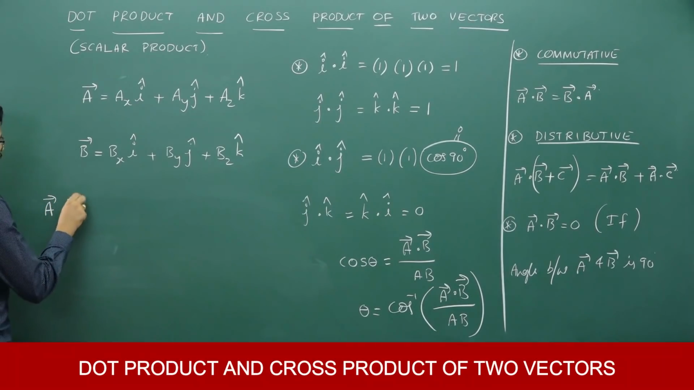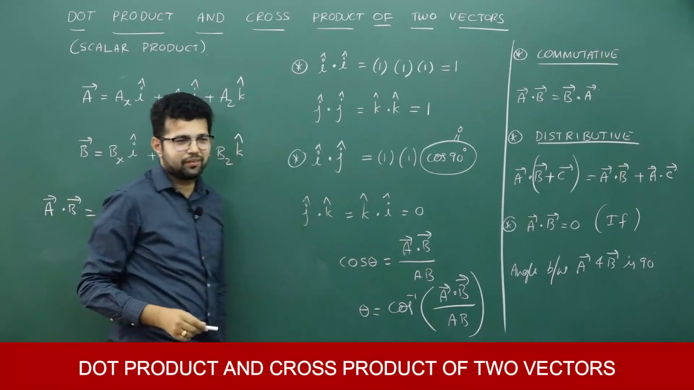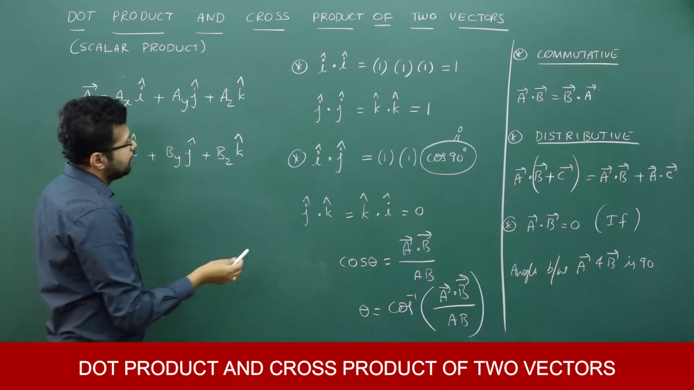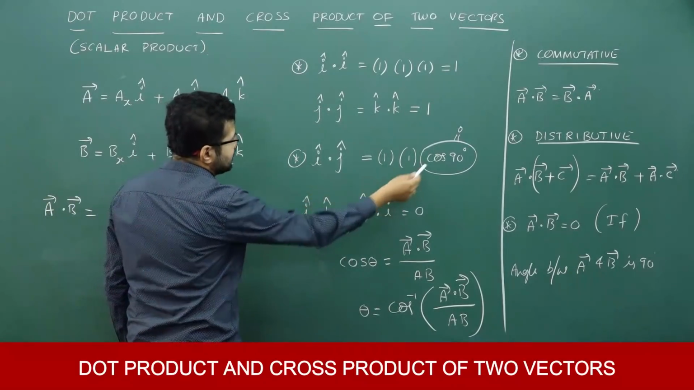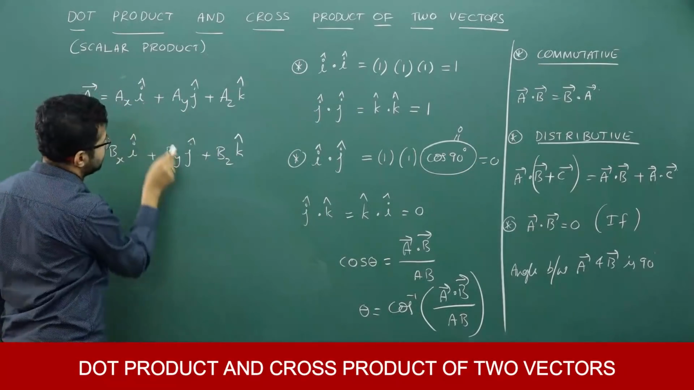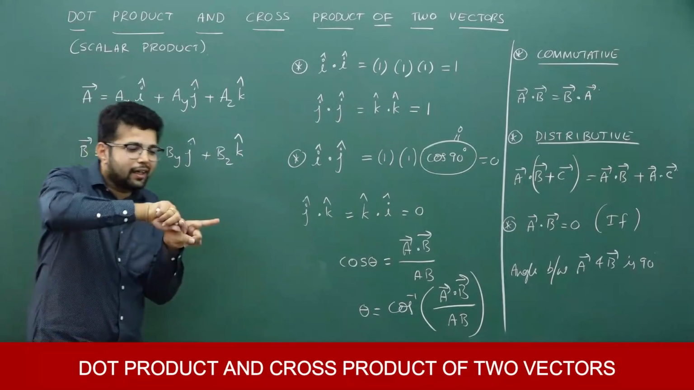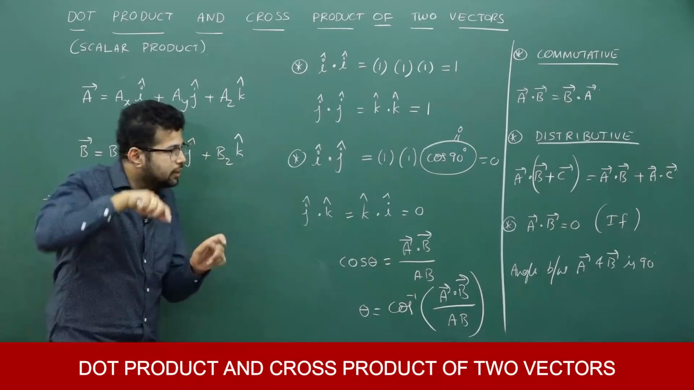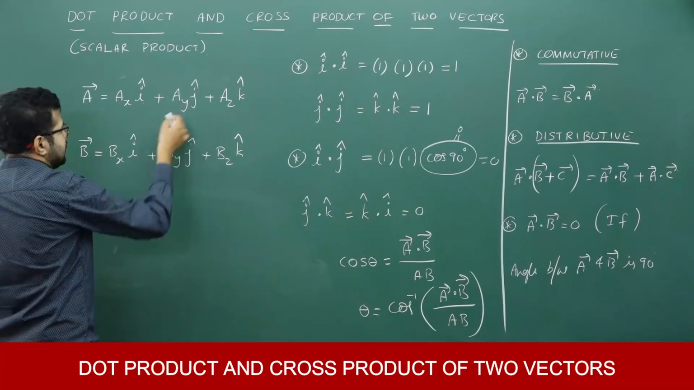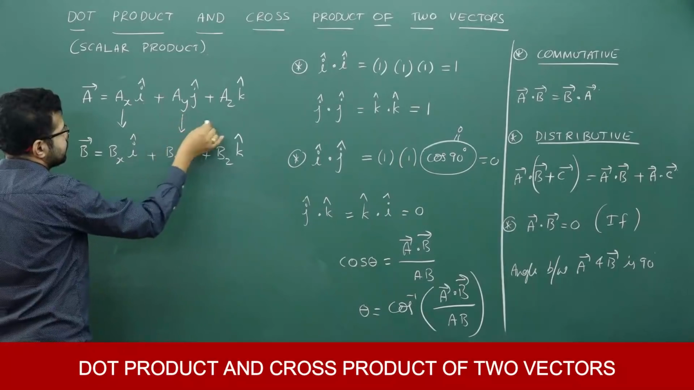A dot B is equal to, see, i dot i is 1. So, if I multiply these two terms, i dot i will be 1. i dot j is 0, correct? i dot k is also 0, because the angle between i and k, the unit vector along the z axis, is 90 degrees. Similarly, i dot j is 0. So, what should I do? I should multiply these two terms only.